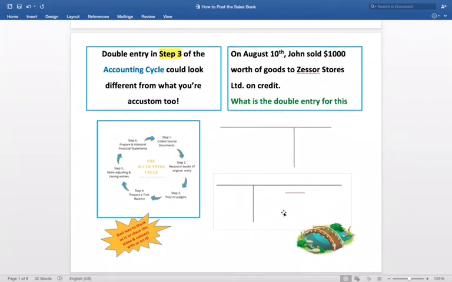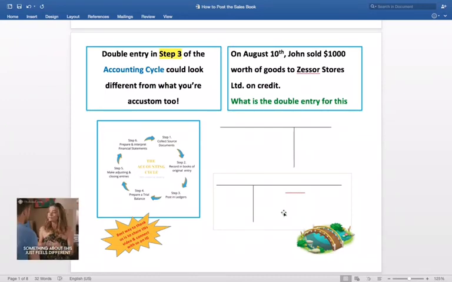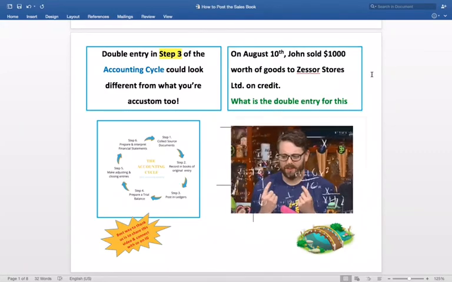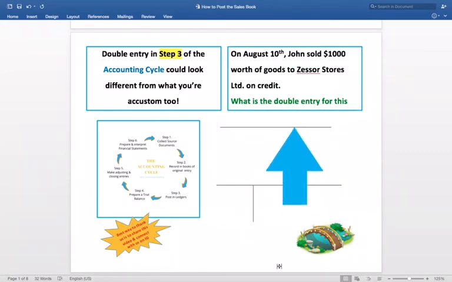So double entry in step 3 of the accounting cycle could look different from what you are accustomed to, and that causes a lot of confusion. If you look at the accounting cycle I have here, you see we have step 1, step 2, step 3, which says post in the ledger. This is where you do a double entry. However, a lot of persons are accustomed to questions like what you see on the top right of my screen, and then they are given more advanced questions and they are confused. So let's look at the question on the right before we go into some more advanced questions.